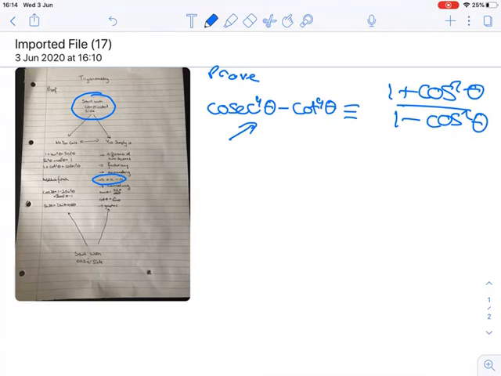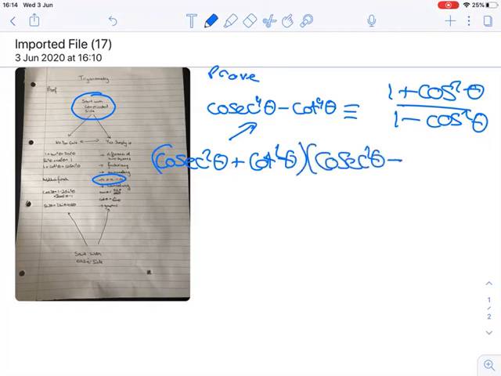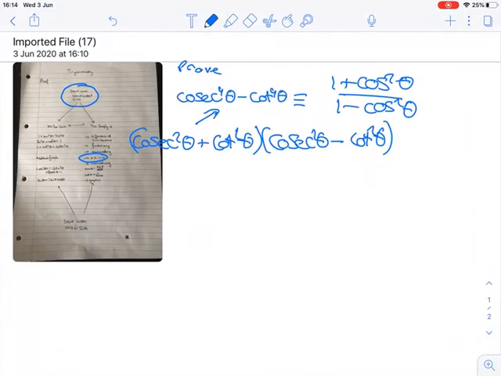So, looking at this question, we can see this is a difference of two squares, because this could be broken down into cosec squared theta plus cot squared theta, times cosec squared theta minus cot squared theta. This is going to be broken down, and we're going to start from the left hand side. And we've got this identity here. We know that this identity here is 1.